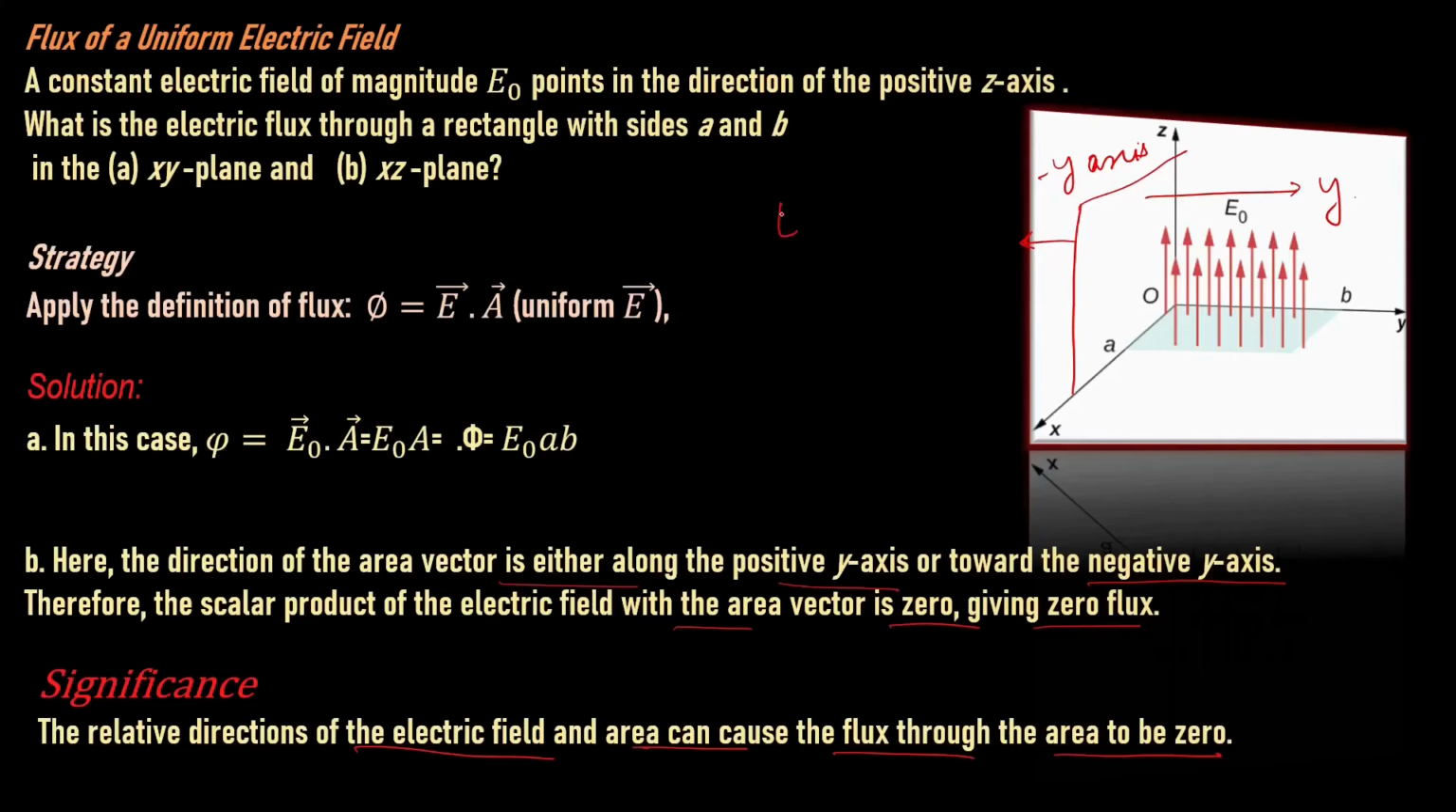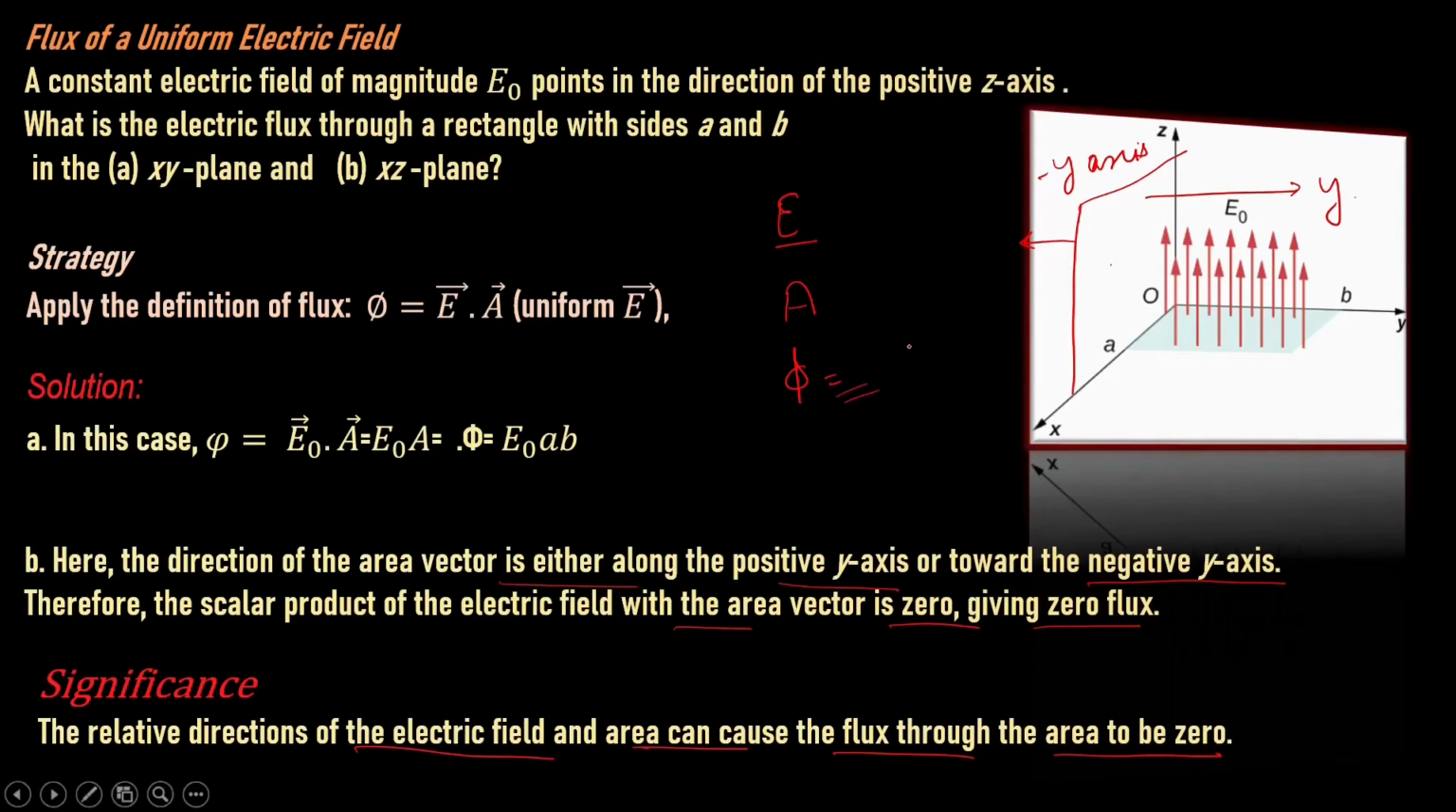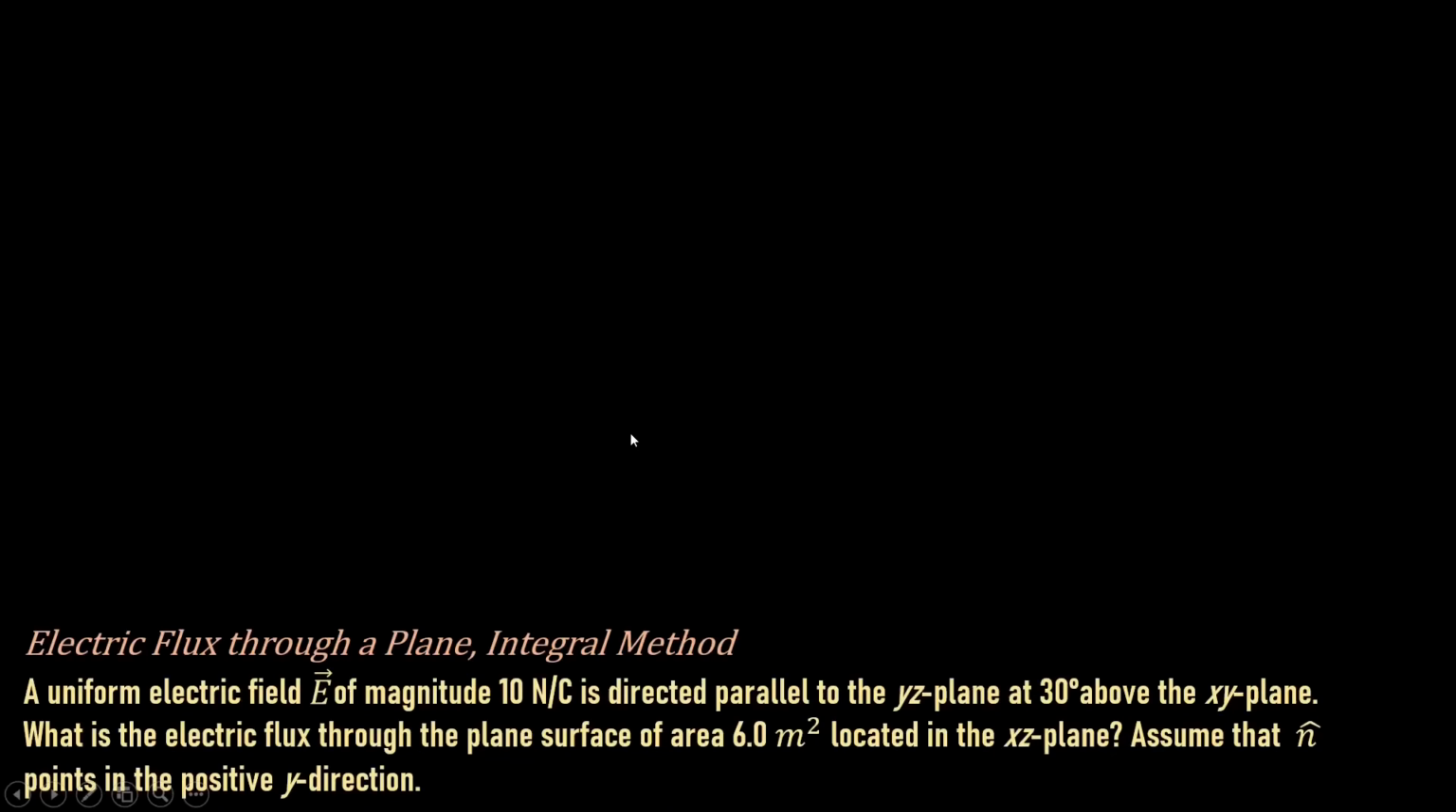See here, the value of the electric field is fixed and the value of the area is fixed, but the value of the flux depends on the relative orientation of the area with respect to the electric field. In different orientations, the flux will vary depending on the angle at which the area is kept with respect to the electric field. Let us see another question.